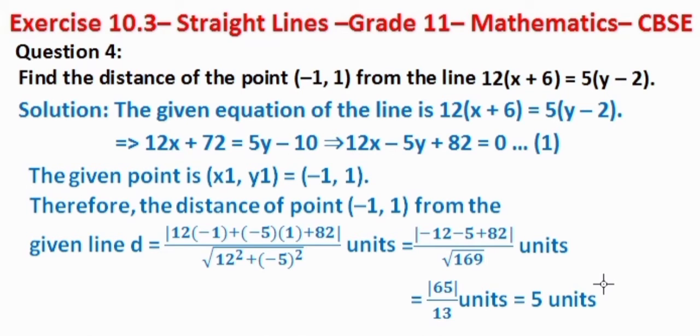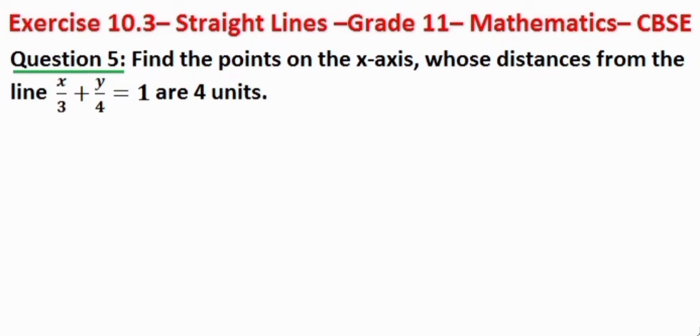Okay, let's see the fifth question. Come on, let's discuss now. Question number 5. Find the points on the x-axis whose distances from the line x by 3 plus y by 4 equal to 1 are 4 units. The distance is 4 units, the equation is given as x by 3 plus y by 4 equal to 1, and we need to find the points on the x-axis.